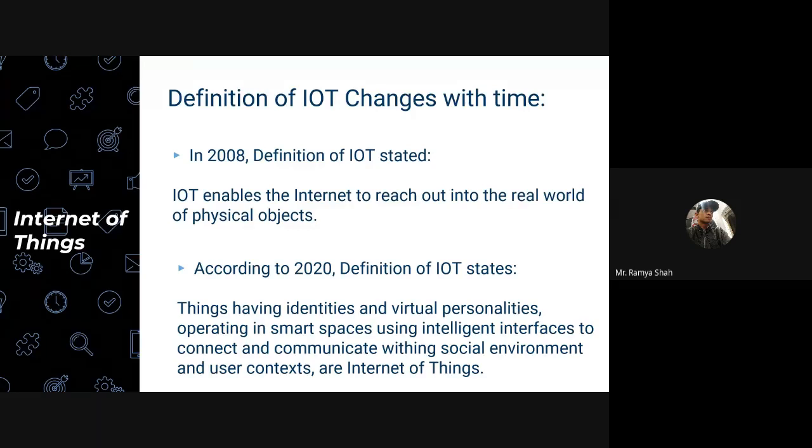But the concepts go on changing, the things keep evolving, and in the same way the definition did. According to 2020, the definition of IoT states: things having identities and virtual personalities, operating in smart spaces, using intelligent interfaces to connect and communicate within social environment and user context, are the Internet of Things. So now we have included some sense of intelligence, we have made things smarter. Definitely, they are not smarter than us, but still, yes, we have made things smarter. We have added that sense of intelligence, communication power and protocols. We have added lots of storage, and the backends of such IoT devices have been developed on a huge scale. This is all possible because of the real world trends which we are facing.